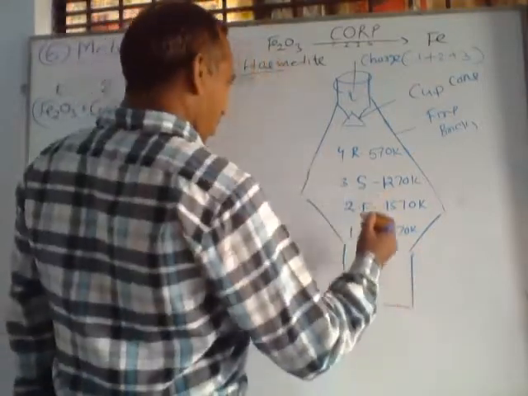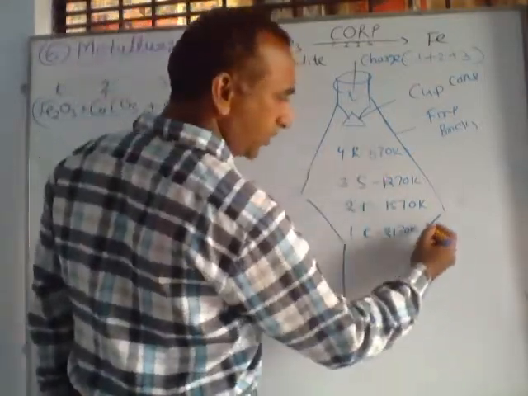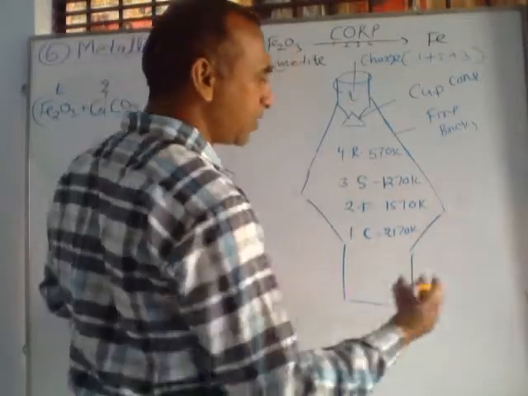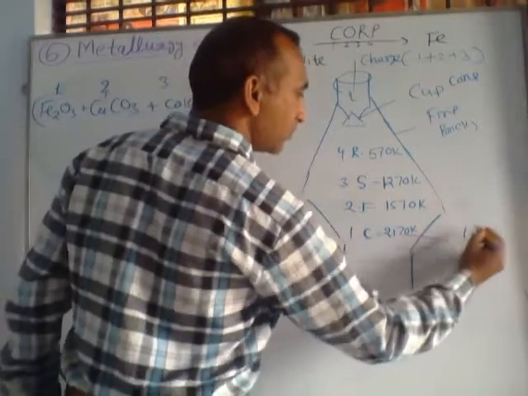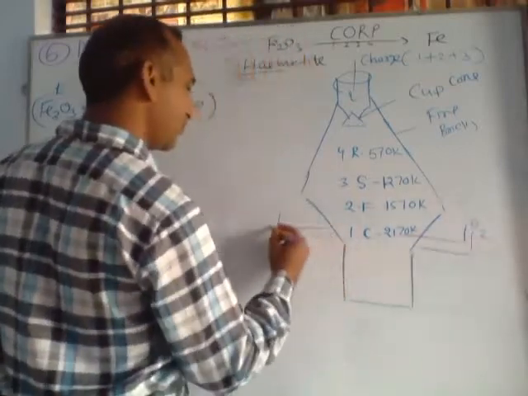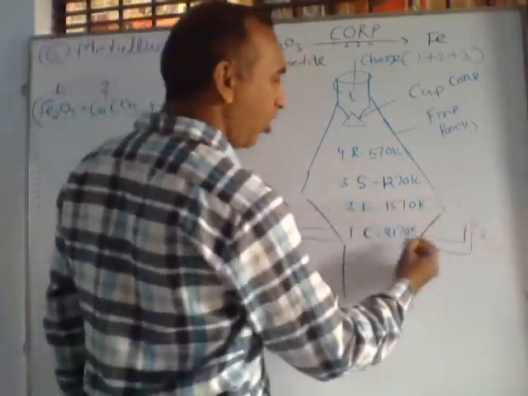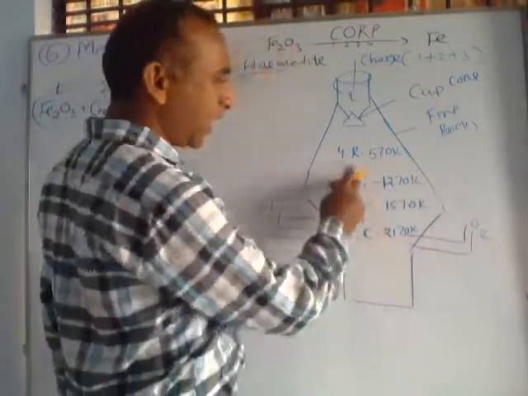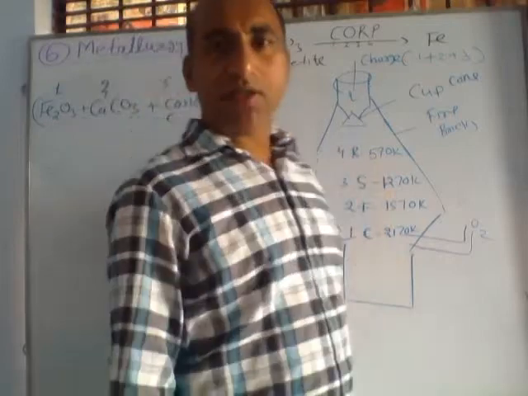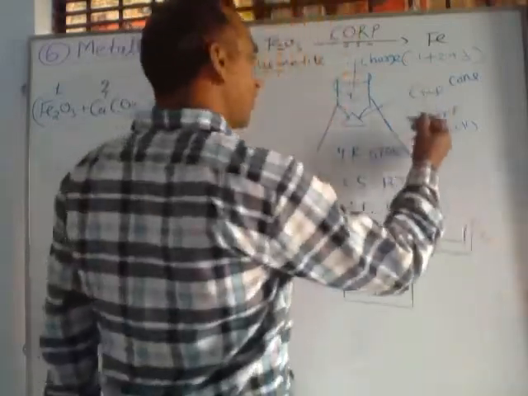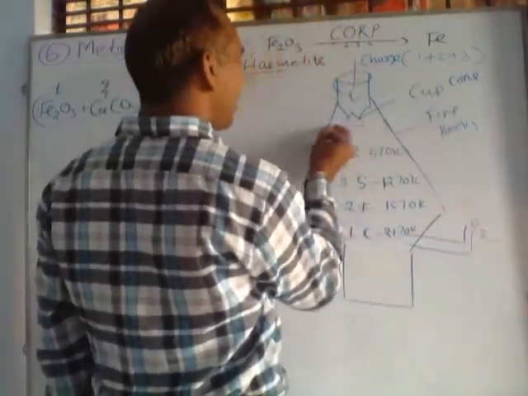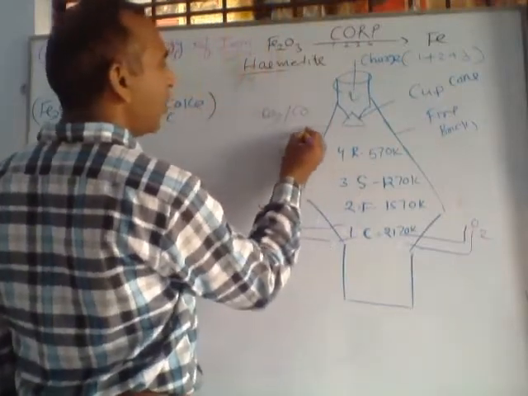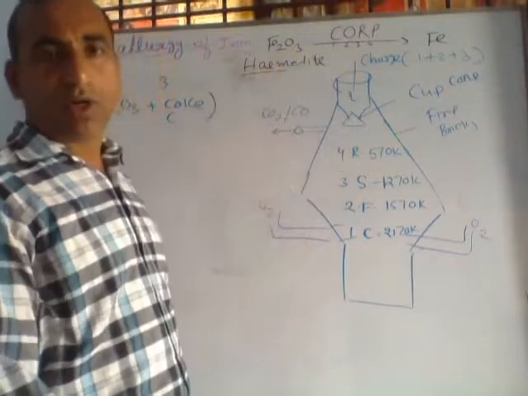And from this area we pass oxygen, which means this is the hot air zone. From here we pass hot air, and all the carbon coke particles react with oxygen and form CO2. From here you can see there is CO2, otherwise CO. These are hot gases removed from the outlet.